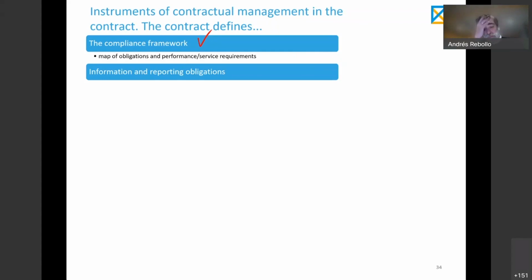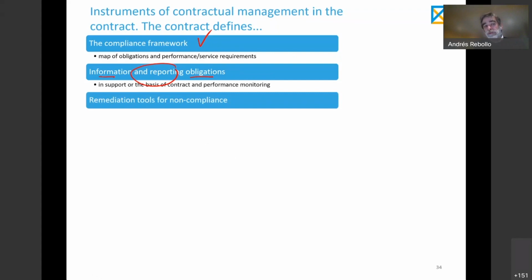Information is needed to control the compliance, to control the performance, to put penalties. With respect to information, the contract should provide obligations of information and reporting from the private party. So this type of obligation is very relevant in a contract for contract management. We talk about what information should be provided by the private party that will help me to monitor the performance.